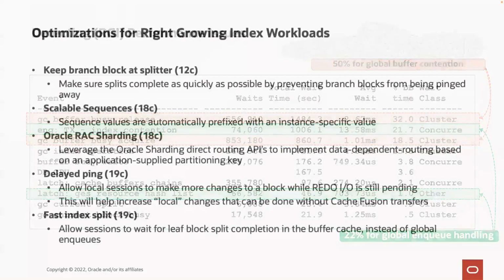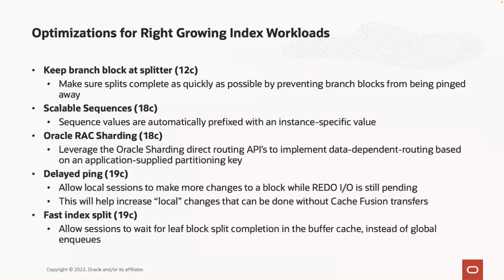So as I said, what are the optimizations? We have all of these optimizations. We try to keep the branch block at the splitter, so basically make sure that the split can complete as quickly as possible before we let the block be pinged away. We also have scalable sequences. Again, I'll talk about them in detail in the next slide. You could leverage what we call RAC sharding. Again, if you don't know what RAC sharding is and want to know more about it, please let me know. You can DM me or put it in the Q&A box or whatever.